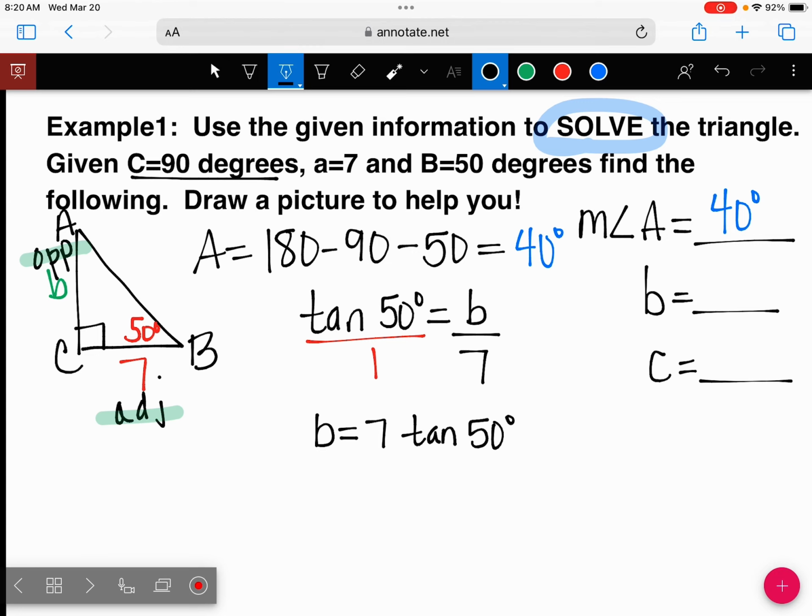So we're going to do everything to the tenth place. If you type in 7 times tangent of 50, you should get 8.3. If you did not, that means you might be in the wrong mode. And if you raise your hand, I can help you put it in the correct mode.